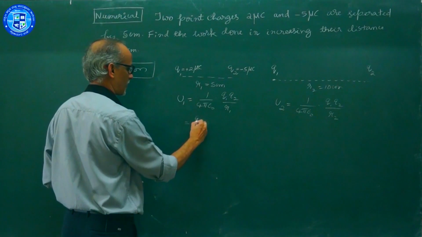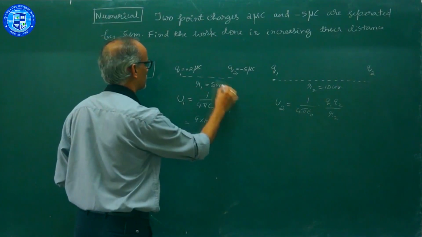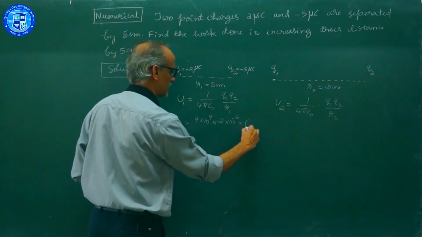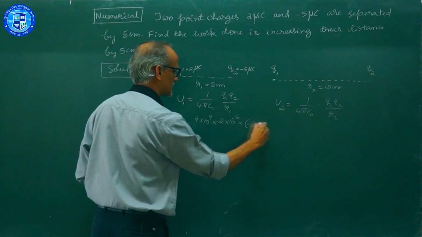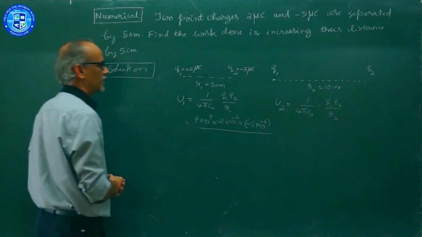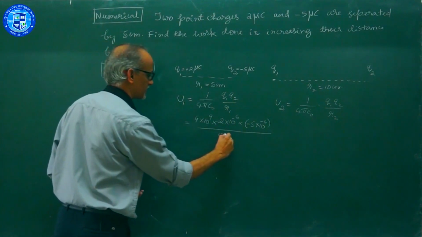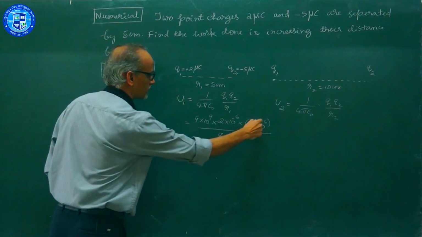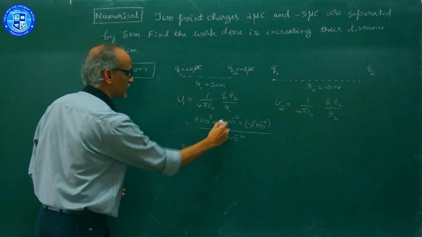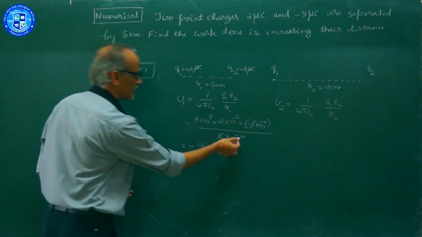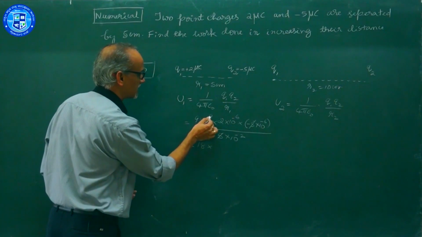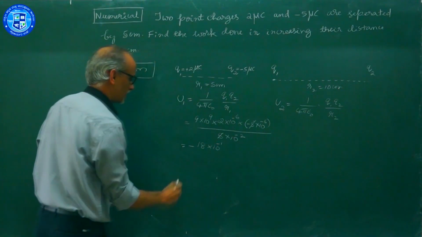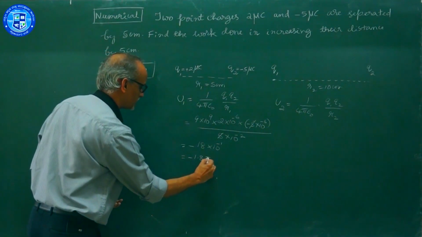1 by 4 pi epsilon naught, the constant, is 9 into 10 to the power 9. Product of the 2 charges: 2 into 10 to the power minus 6 into, we have to consider that minus sign, minus 5 into 10 to the power minus 6, divided by separation 5 centimeter, which is 5 into 10 to the power minus 2. Here this 5 will get cancelled and there is a minus sign, and 9 into 2 will give you 18 into, 9 plus 2 is 11 and minus 6, so that will be 10 to the power minus 1. And that's the same as minus 1.8 joule. Now this is the initial energy.